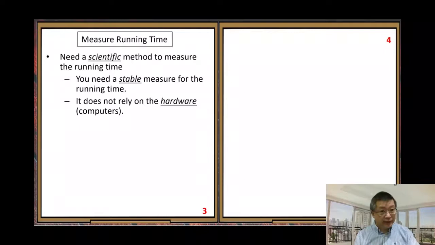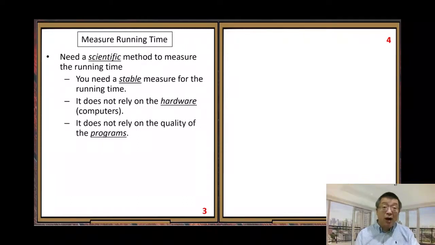So we need that. Is it possible? Yes, it's possible. Actually, we did that before. And it does not rely on the quality of the programs. This is another factor that can impact the performance of the algorithm. With the same algorithm, different programmers may get different performance. A very experienced one can use a lot of resources very efficiently. But programmers without a lot of experience may waste a lot of resources when they implement the given algorithm. So our measure should not rely on that factor either.